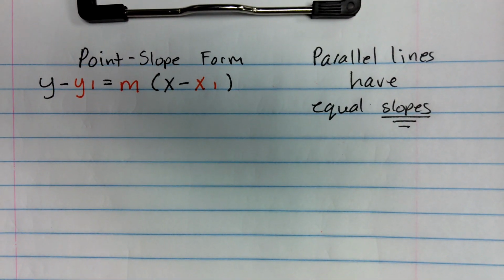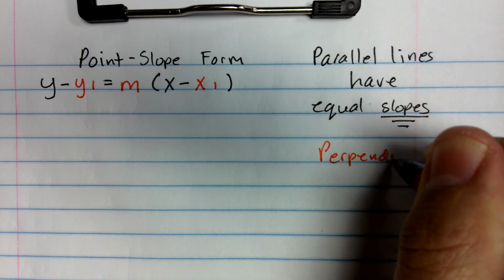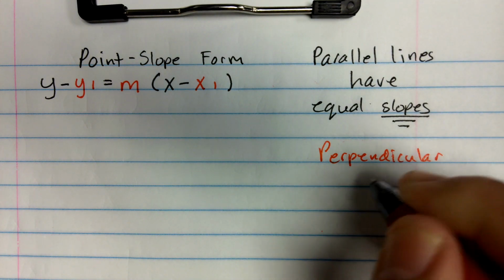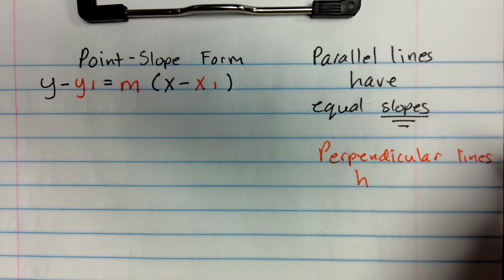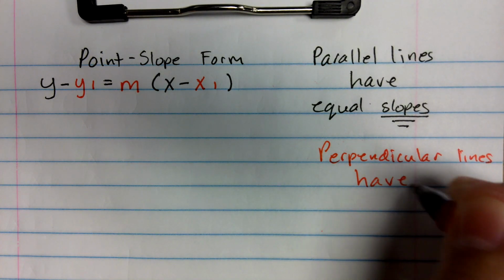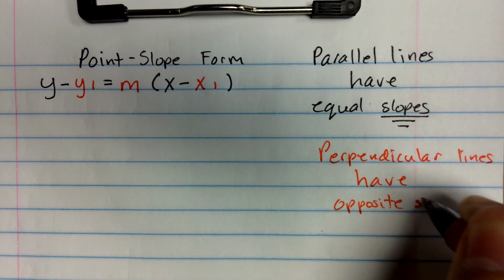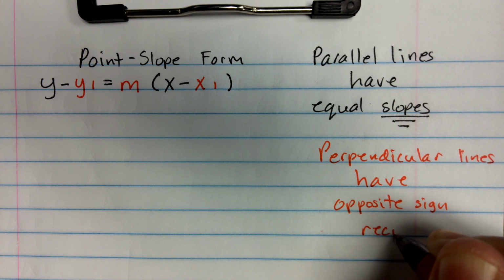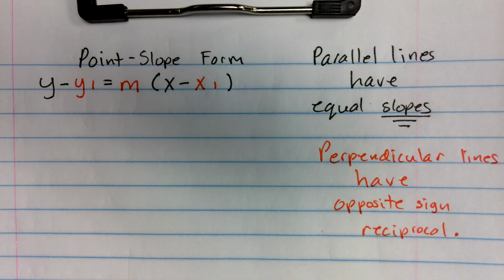Now, in some instances, if you were to have a perpendicular line, and I'm going to write one about perpendicular, because it's the other scenario you could run into. If it's perpendicular, perpendicular lines have opposite sign reciprocal slope. Now I'm going to show you just what I mean by that.